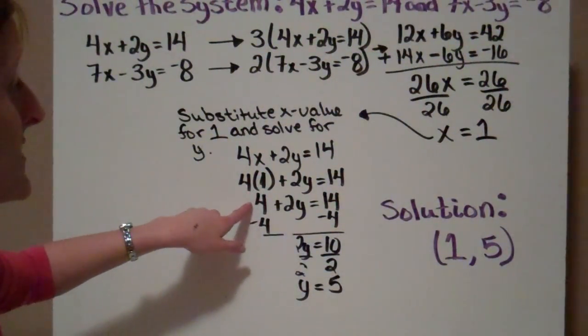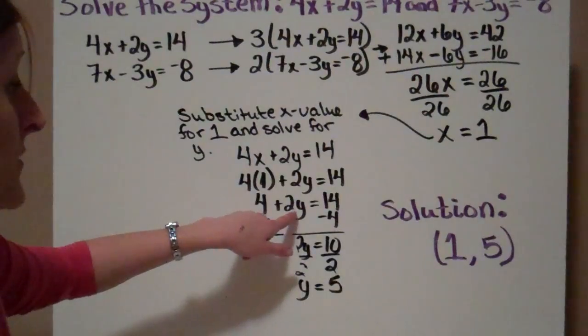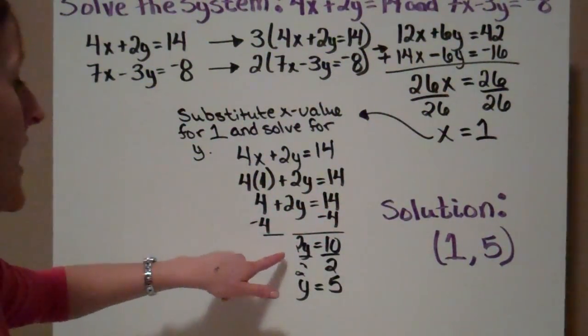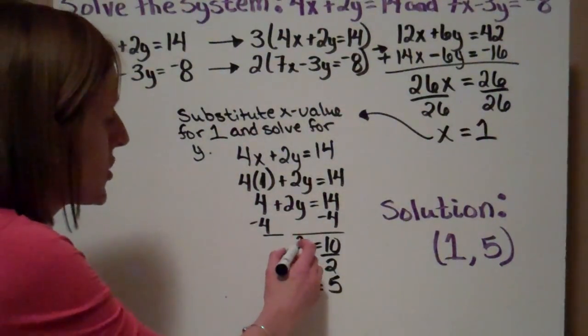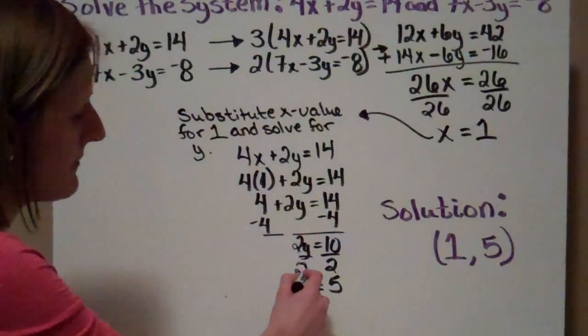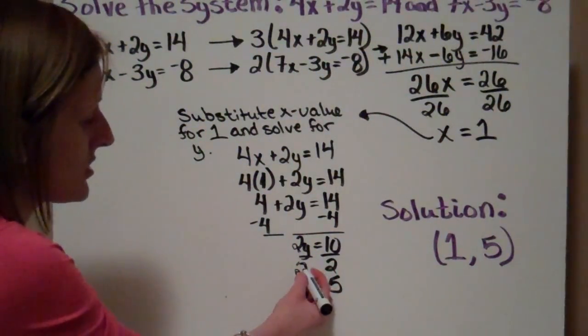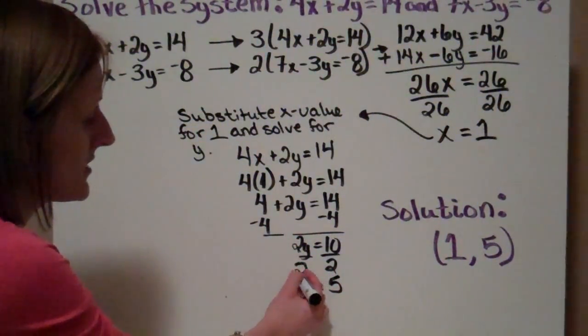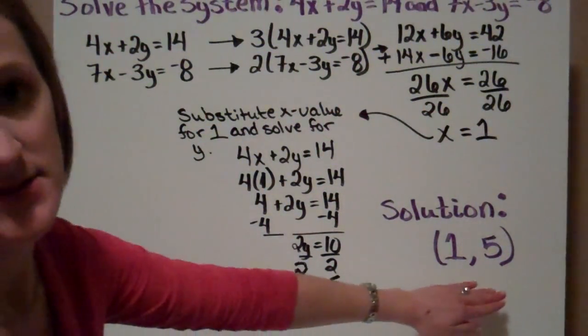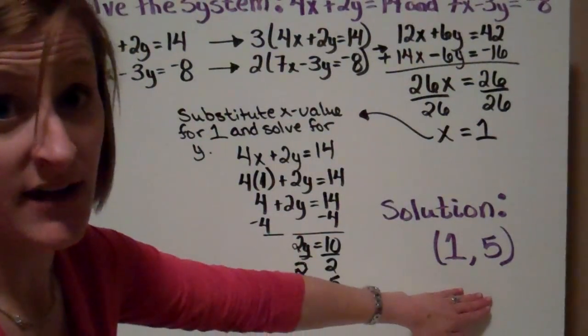So 4 times 1 is 4. Then I've got 4 plus 2y equals 14. Subtract 4 from both sides. I have 2y equals 10. Divide each side by a 2. Sorry, it kind of has erased. Okay, 10 divided by 2 is 5. So my solution is going to be 1, 5.